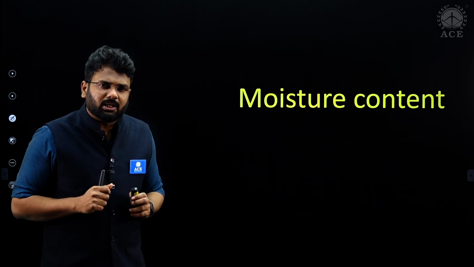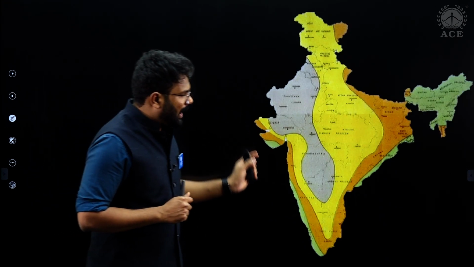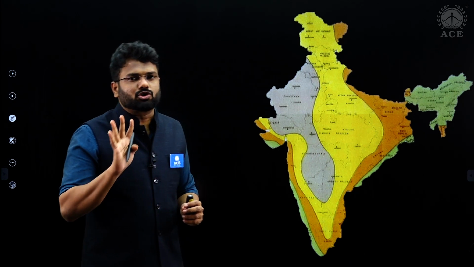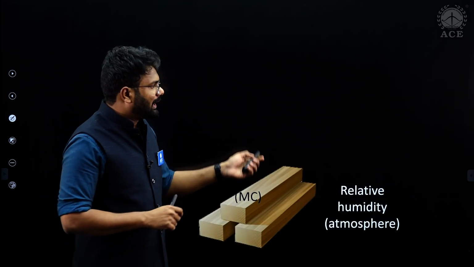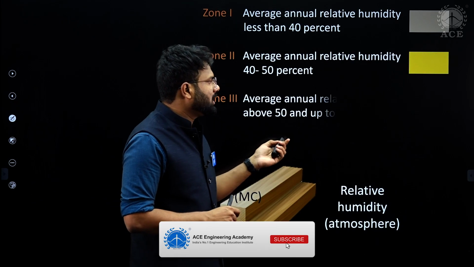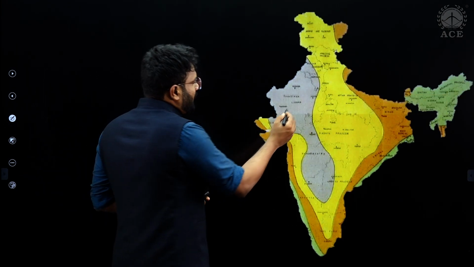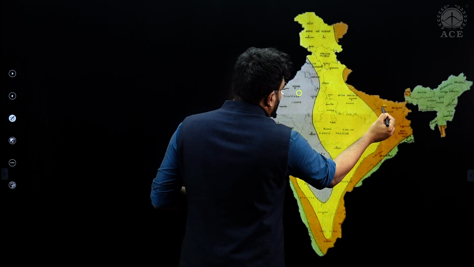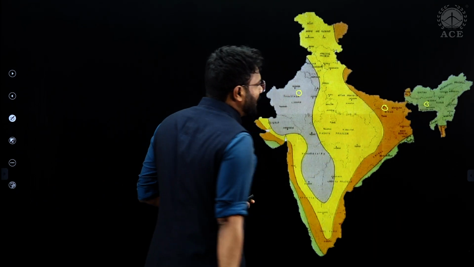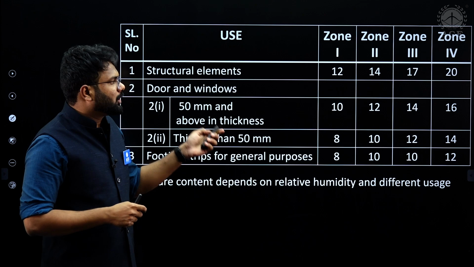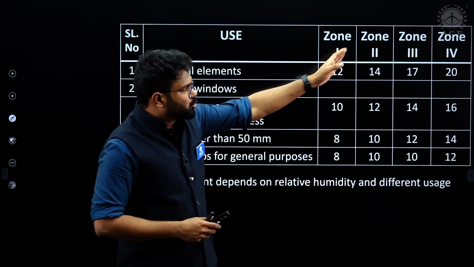Now how will you choose that? Basically, India's map is divided into 4 zones. Depending on the relative humidity, 4 zones are decided. You will decide where your structure is coming. Depending on that, you will be choosing a particular zone.